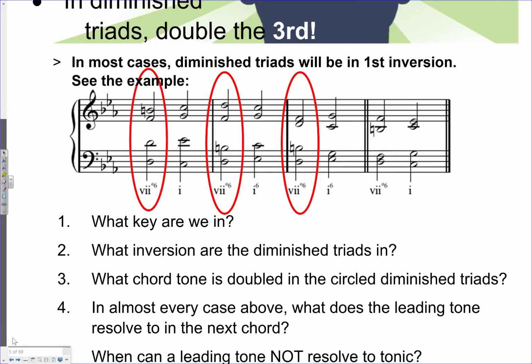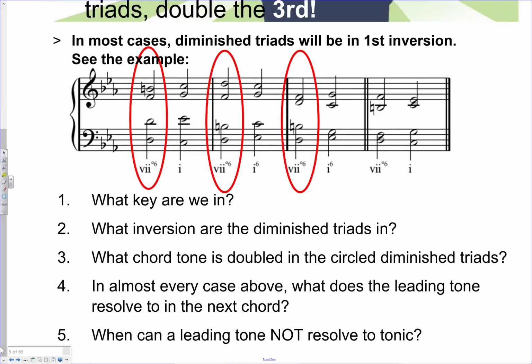So here's our musical example. Let's answer some questions. What key are we in? Well, based on the Roman numeral analysis and the last chord, it appears as if we're in the key of C minor. The diminished triads I've circled in red, and we have a vii diminished 6, vii diminished 6, and a vii diminished 6.